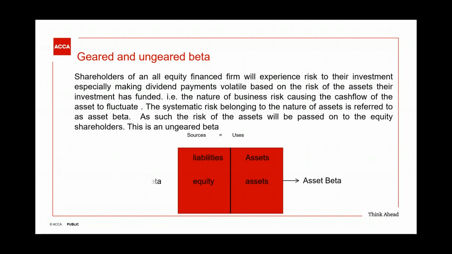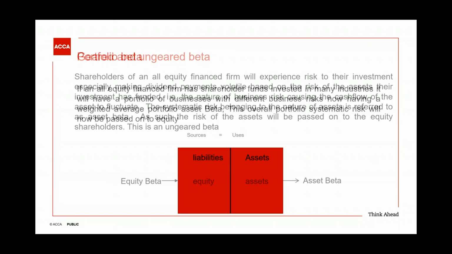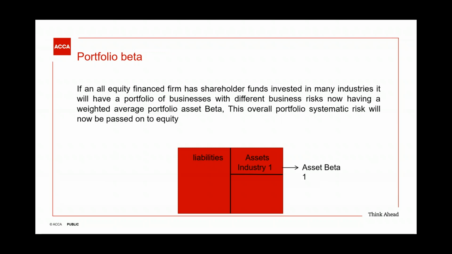Okay, but on top of that business risk, if you are a company that is all equity financed, in this case, the risk of your asset is exactly transferred to the risk of your liabilities, causing your asset beta and your equity beta to be one and the same. And that's what you call an ungeared beta. But if a company has debt in its capital structure, or if a company has many assets now, let's say, what you mean by many assets, it's very common for certain companies to have investments in more than one industry. Each of these industries can have a different level of systematic risk in terms of how cash flows fluctuate.